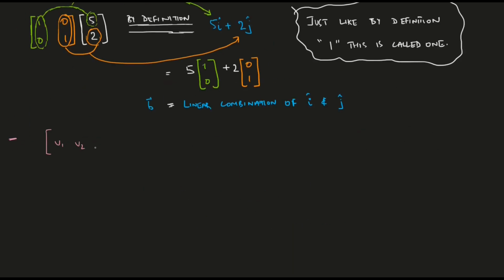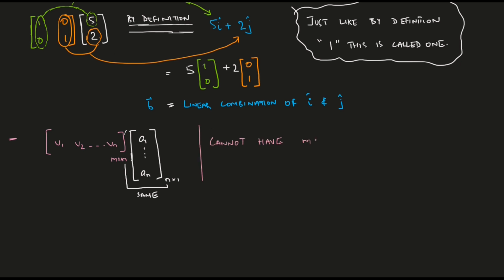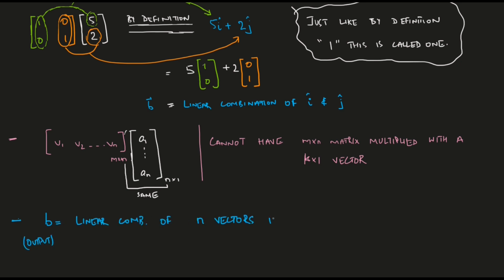Say you have n vectors in the matrix, then you must have n elements in the column vector. So if the matrix is of the order m cross n, the vector must be of the order n cross 1. If this is not the case, you cannot carry out the multiplication process. You cannot have an m by n matrix multiplied with a k by 1 vector, assuming n and k are different. Another thing to notice is that since the output vector b is just a linear combination of n vectors in the space Rm, b itself should be a vector in the same space Rm. That is, b is a vector with m elements.